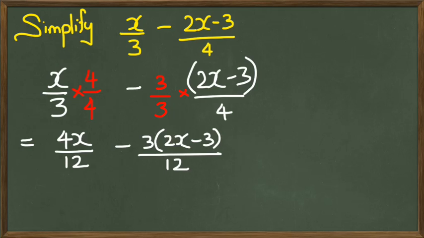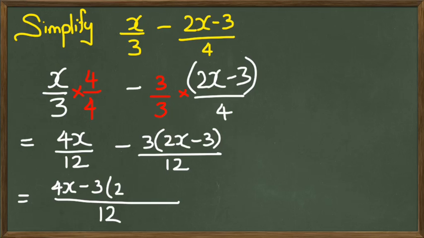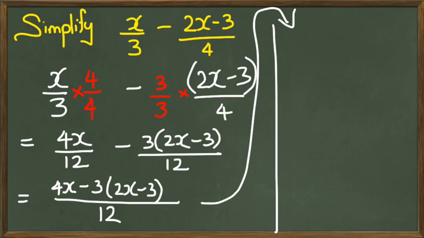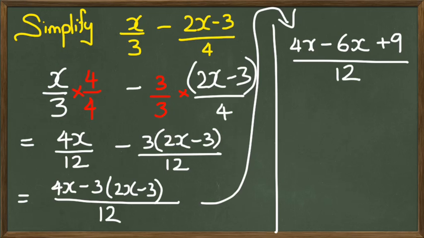Is that okay so far? Yeah. Okay, now I'm going to put the entire thing under 12. So this entire thing's under 12. I'm going to have 4x minus 3 times 2x minus 3. Okay, I'm going to carry on here. If I keep going, I'll get 4x. Now I'm going to expand it, so it'll become minus 3 times 2x, which is minus 6x, and minus 3 times minus 3, which becomes positive 9. So my final answer: negative 2x plus 9 divided by 12.